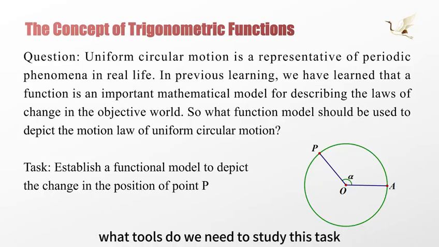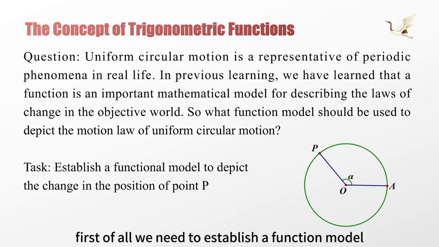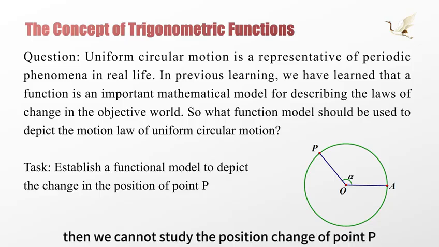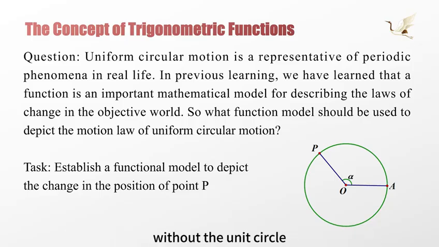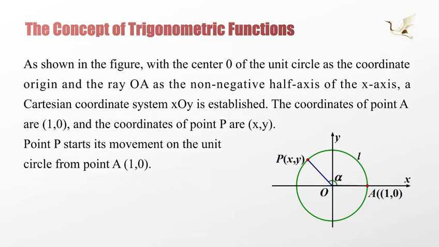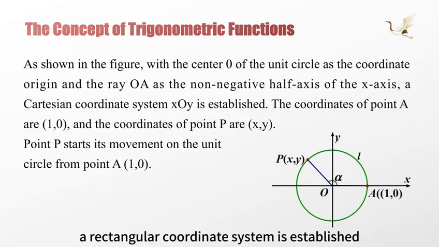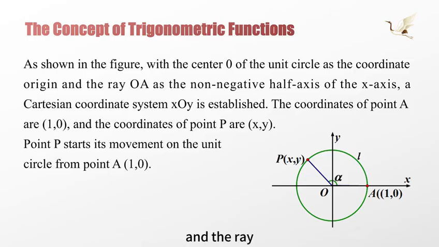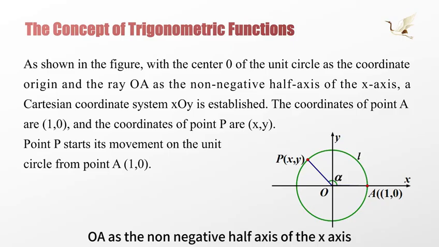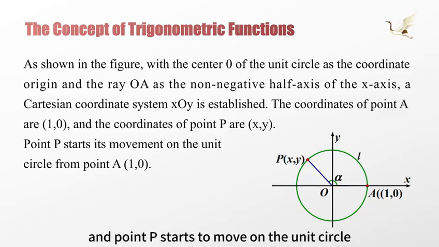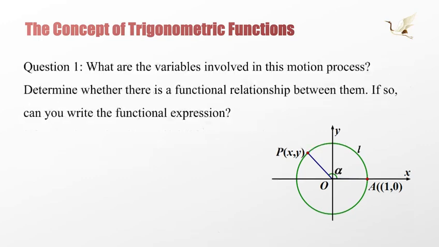What tools do we need to study this task? First of all, we need to establish a rectangular coordinate system. Then we cannot study the position change of point P without the unit circle and the concept of arbitrary angle. Therefore, as shown in the figure, a rectangular coordinate system is established with the center O of the unit circle as the coordinate origin and the ray OA as the non-negative half-axis of the x-axis. The coordinate of point A is (1,0), the coordinate of point P is (x,y), and point P starts to move on the unit circle from point A (1,0).